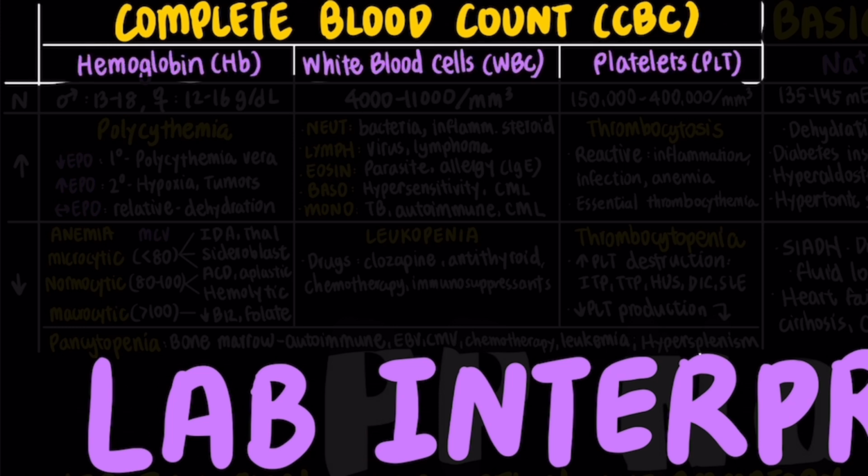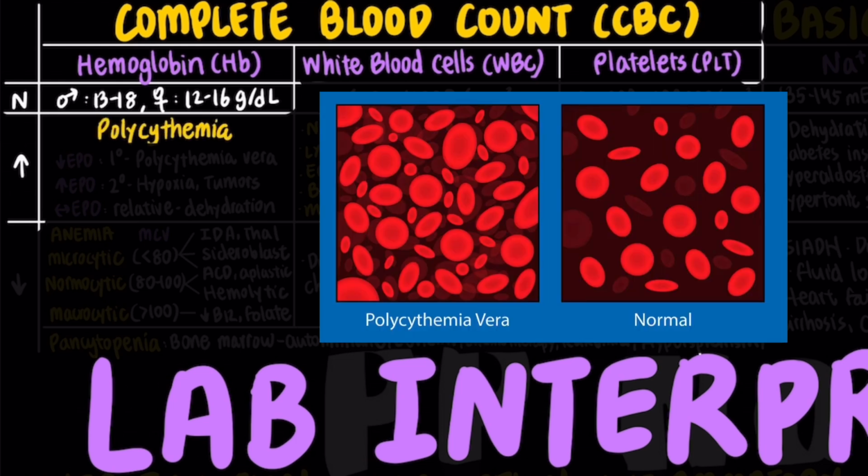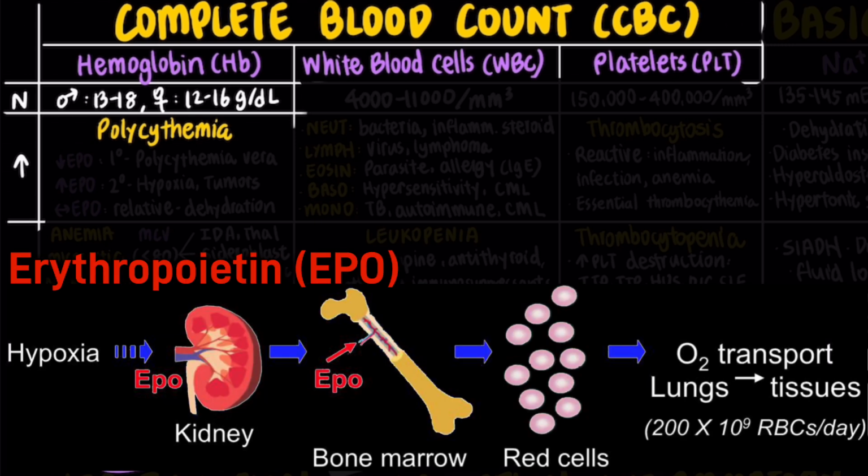The normal values of hemoglobin in adults typically range from 13 to 18 grams per deciliter for men and 12 to 16 grams per deciliter for women. If hemoglobin is too high, a condition called polycythemia, we ask, is it primary, secondary, or relative? To answer this, we need to look at the EPO, or erythropoietin level.